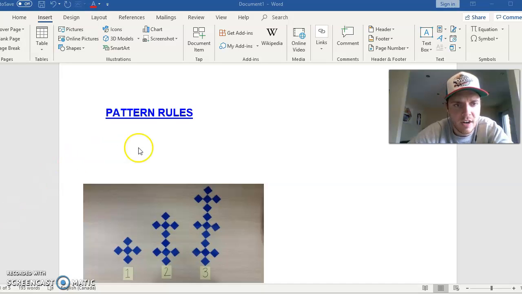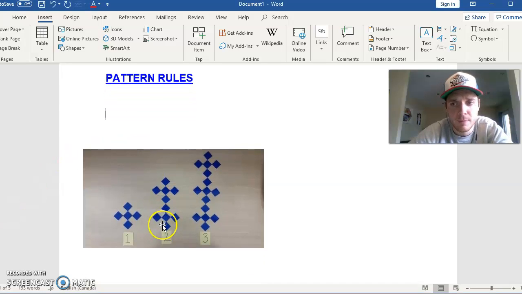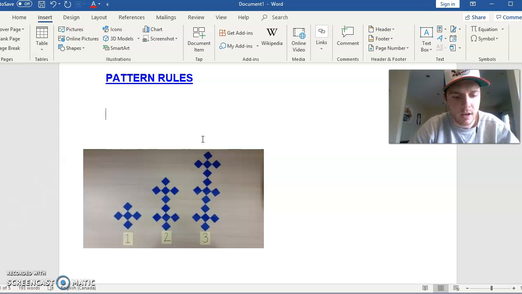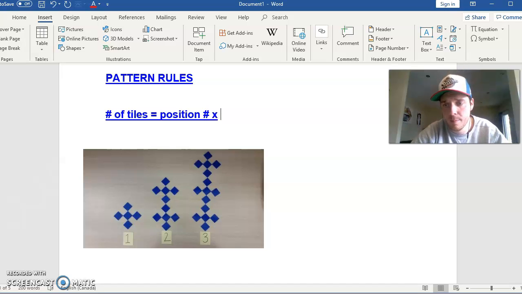So this unit, we started off looking at tiles and trying to come up with the pattern rules that they follow. In this example, position 1 has 5 tiles, 2 has 10, 3 has 15. It goes up by 5 each time. So what we talked about is we wrote out the rules like this. Number of tiles equals position number times whatever it's going up by.